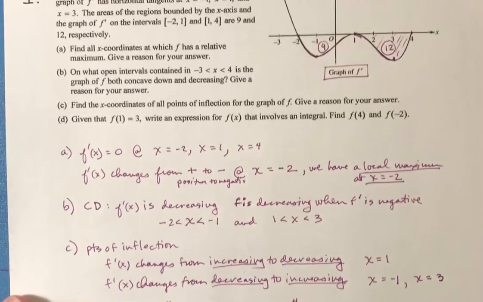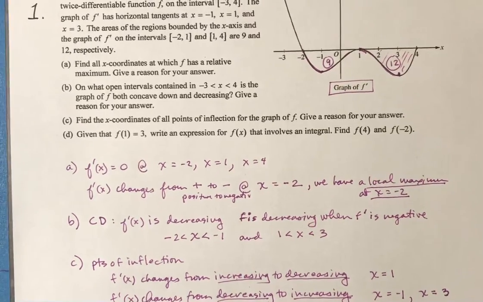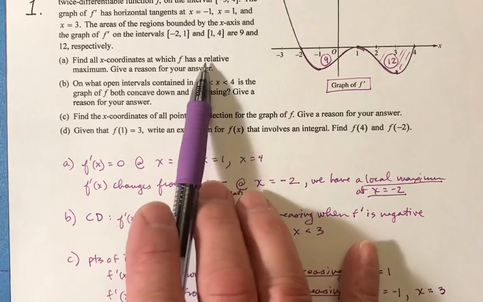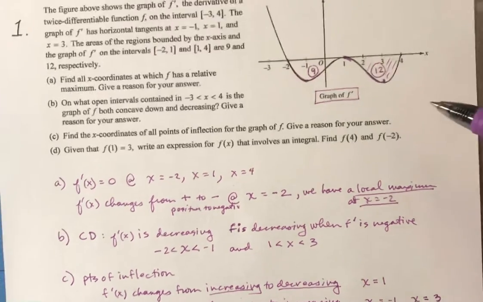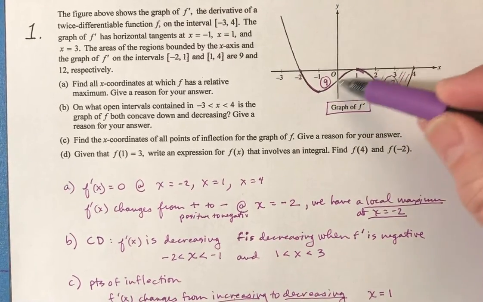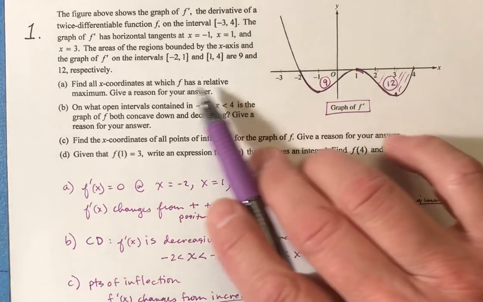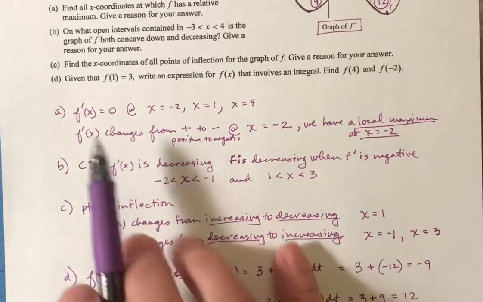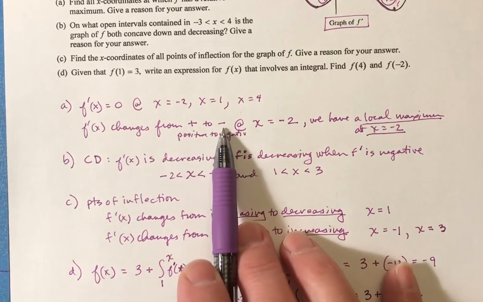So here is the key to the quiz that you took today. And notice in number 1, we're asked to find where f has a relative max. We're given a graph here of f prime. So this is a graph of the slope of f. Now, whenever we have a relative maximum, we're looking for places where the derivative changes from positive to negative.